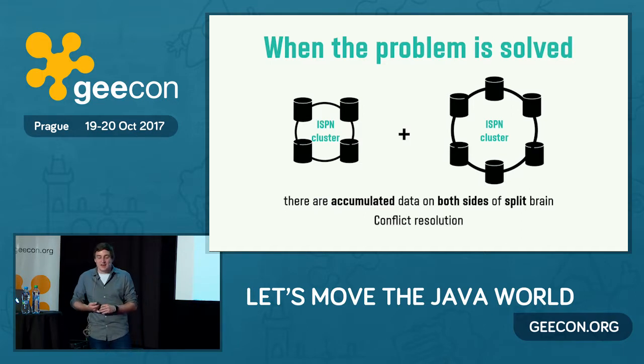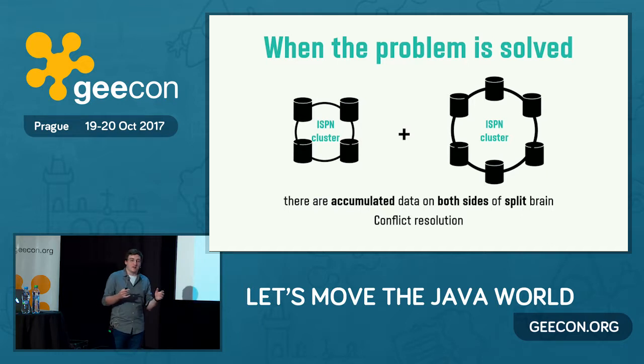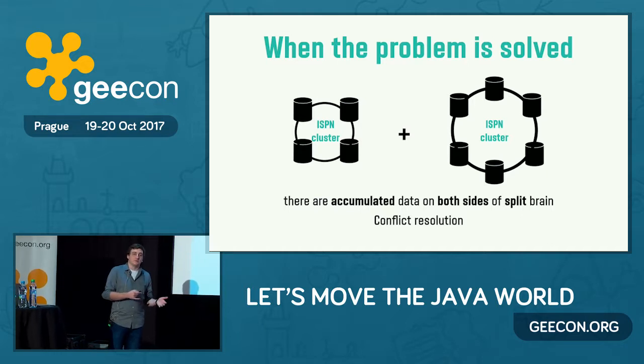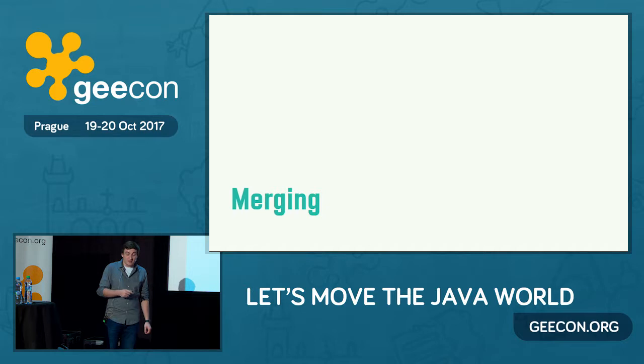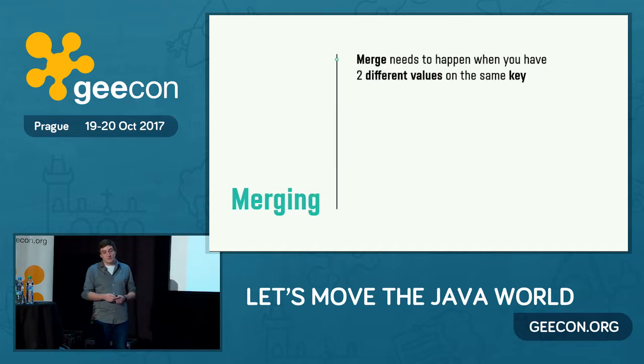Every consistent hashing function-based database needs to have embedded processes which are generally named conflict resolution. Conflict resolution consists of methods that will help you deal with the merging of the accumulated data on both sides of the cluster. Infinispan calls that merging.